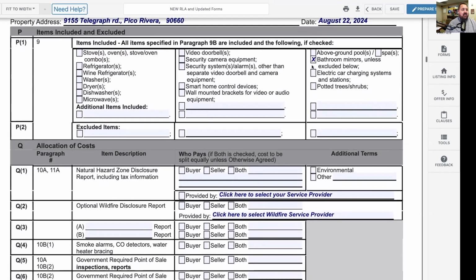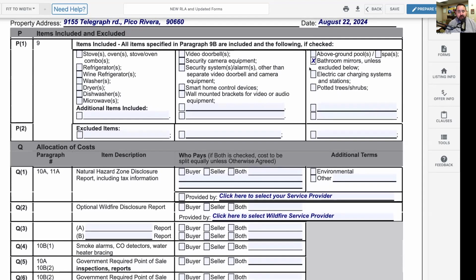But if I'm an agent, right? If I'm a buyer's agent and I'm writing an offer and in the MLS somewhere or in my conversations somewhere with the seller or the listing agent, they tell me that the stove, the refrigerator, the washer, the dryer, the microwave, the video doorbell, the wall mounted brackets for the TV, if they tell me those things are staying, then I'm going to include them in my offer. They told me that for a reason.